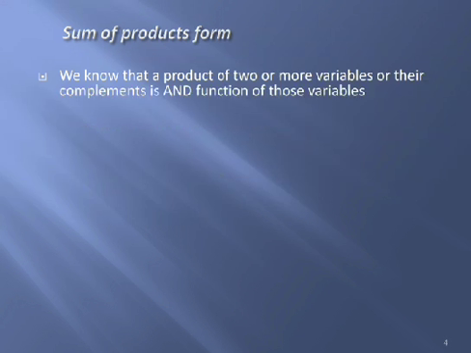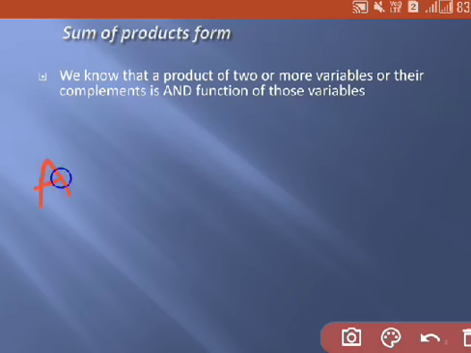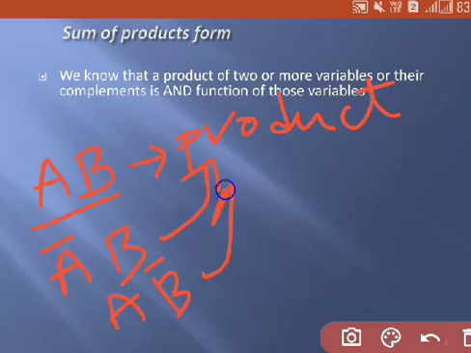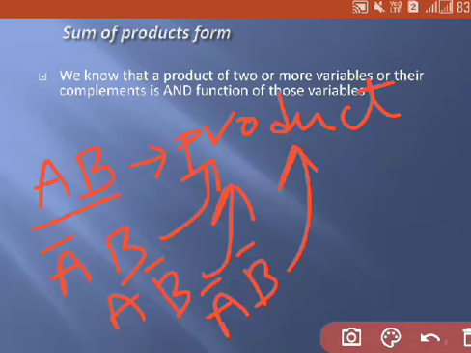Now first one, we will see sum of products form. We already know that a product of two or more variables or their complements is an AND function of those variables. For example, if I am considering, let us say, AB is a product term. Similarly, A bar B is also a product term. Similarly, A B bar is also a product term. And similarly, A bar B bar. All these are called the product terms.